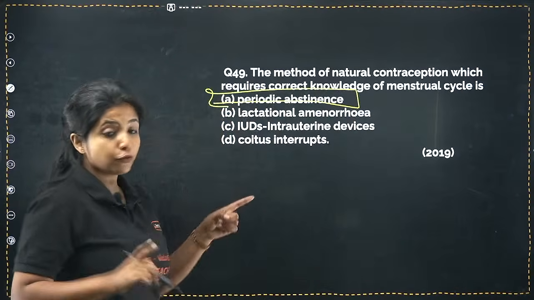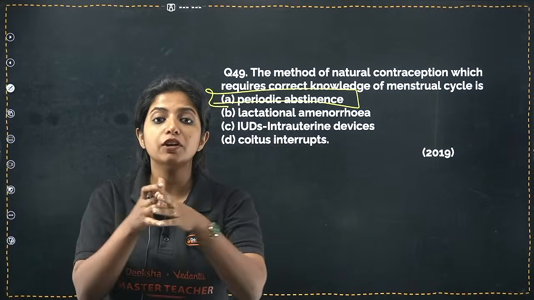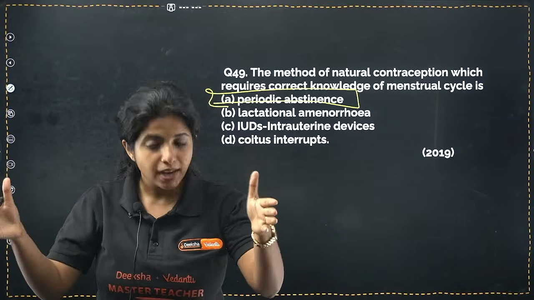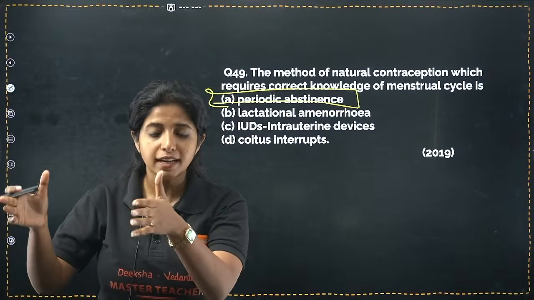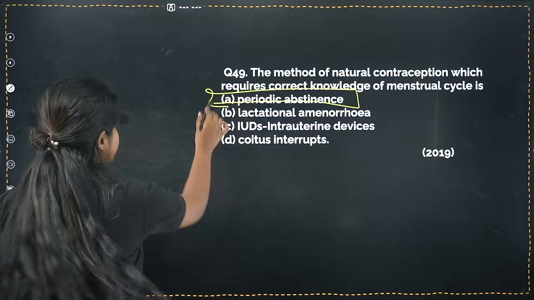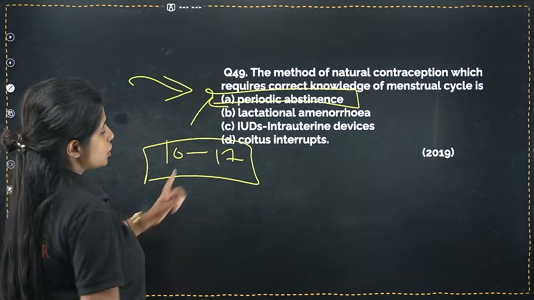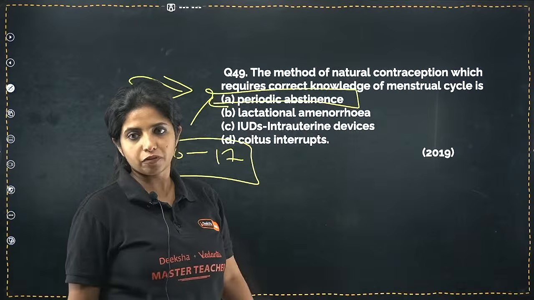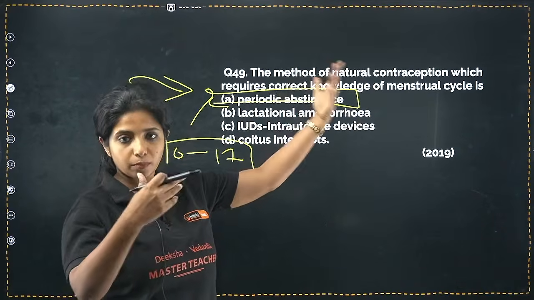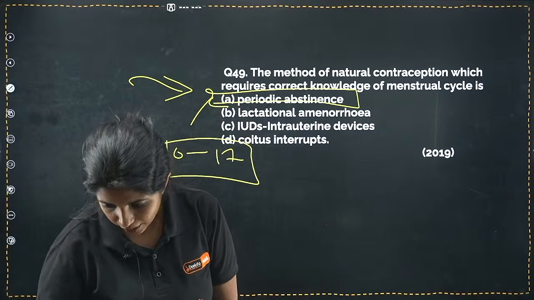Periodic abstinence. If you know your menstrual cycle, you get to understand the time period where you should not be having sexual intercourse. That is known as periodic abstinence, right? During the fertile window, you are not going to have sexual intercourse. That is during the 10 to 17 days. So your only answer for this question is going to be A. Lactational amenorrhea, you do not need knowledge of the menstrual cycle because it depends on the breastfeeding time. IUD also does not need it. Coitus interruptus also you do not need.